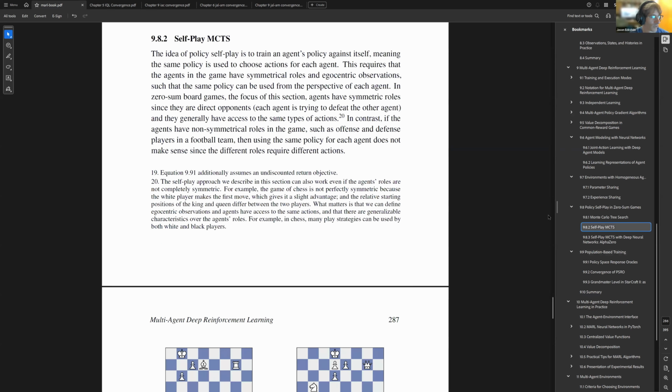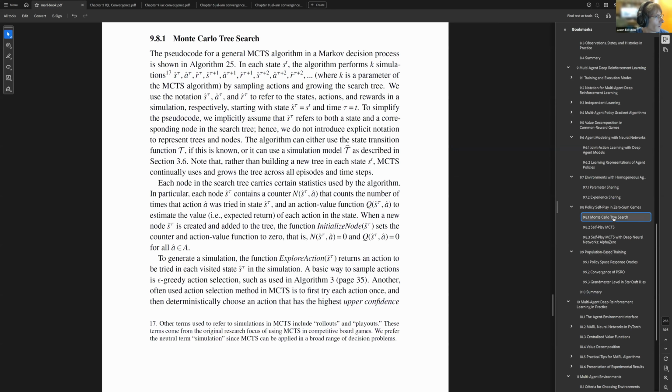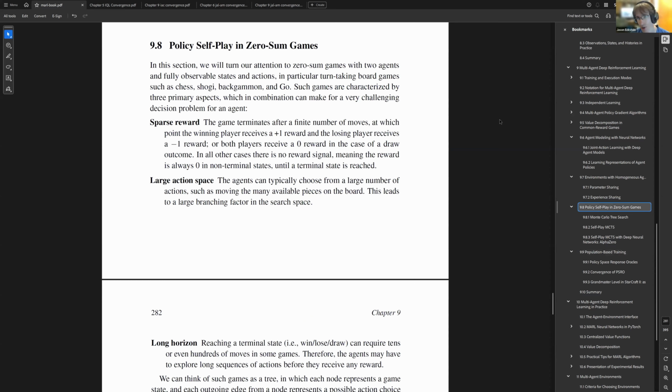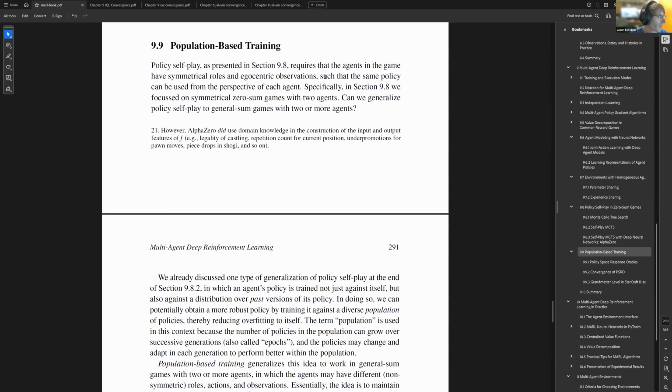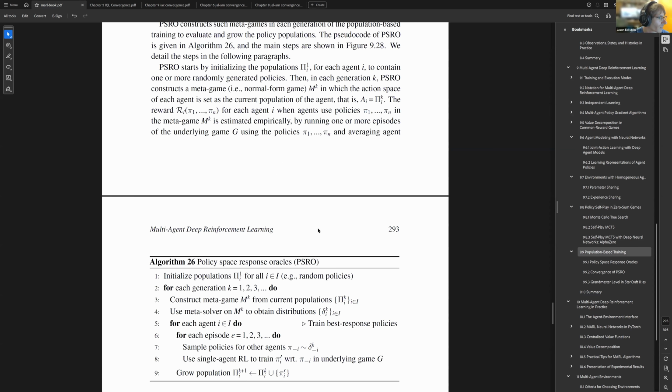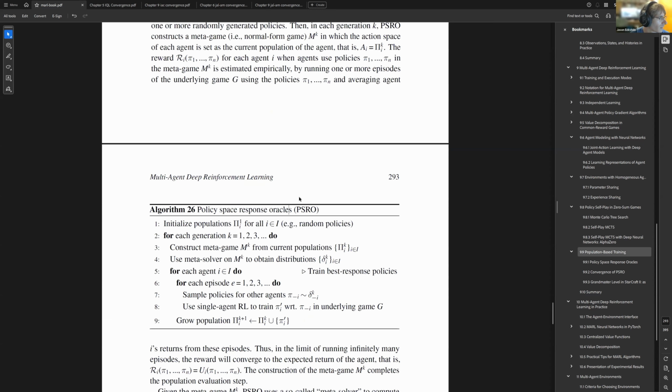This is a little more related to just ordinary reinforcement learning. But in any case, we are almost done with chapter 9. This will be the final topic that really is a full-blown multi-agent algorithm.